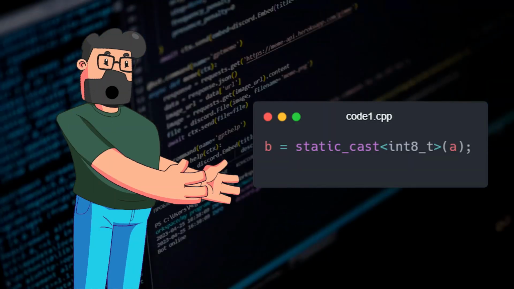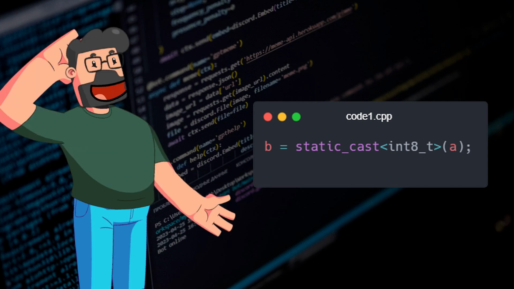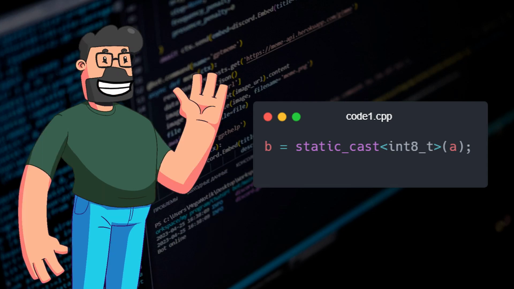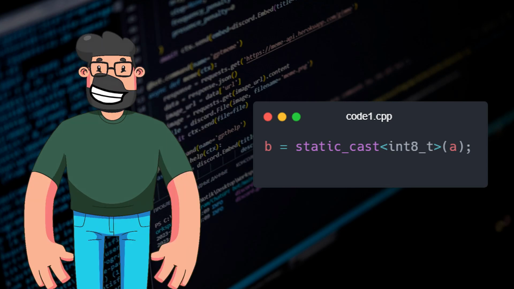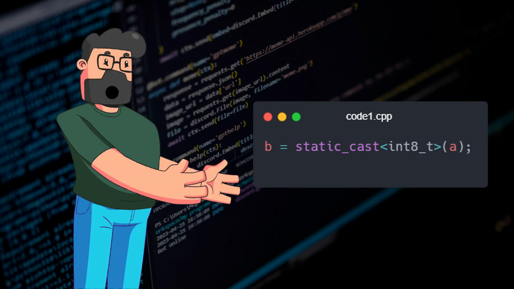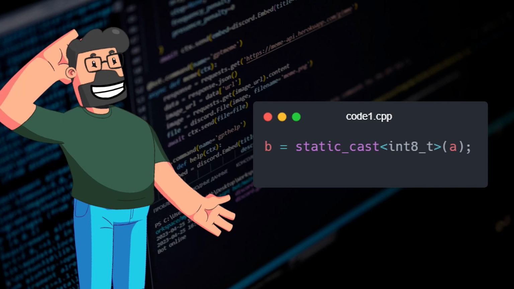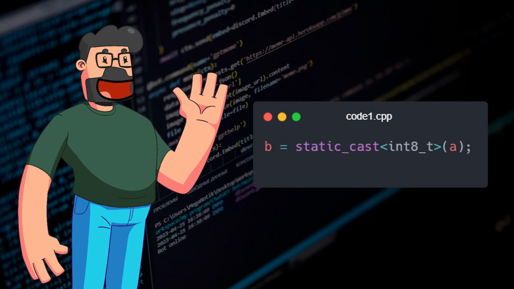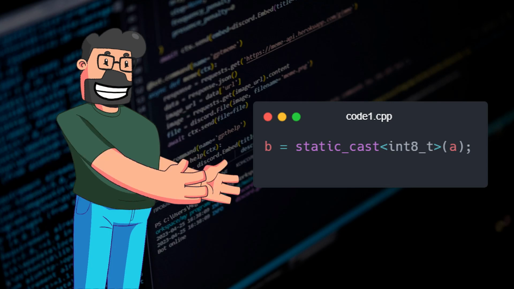Now, let's delve into the solution. The quickest and simplest way to achieve this conversion is by using static cast. By employing the code snippet b equals static_cast<int8_t>(a), you explicitly convert the value of a to fit into b without worrying about any compiler-specific behaviors. This method ensures that the high bits are truncated and the assignment is done correctly, maintaining the integrity of your data. It's a neat and efficient approach to handle such conversions without any fuss.